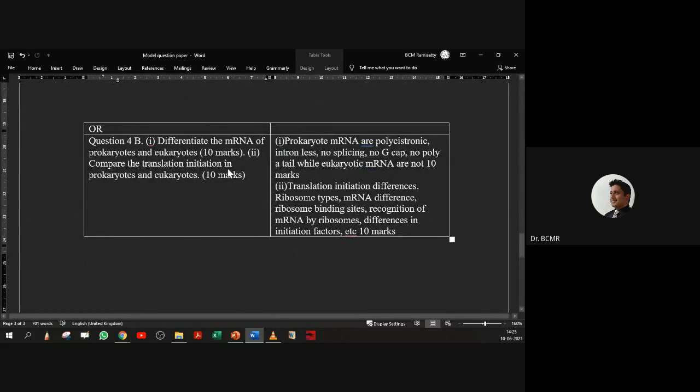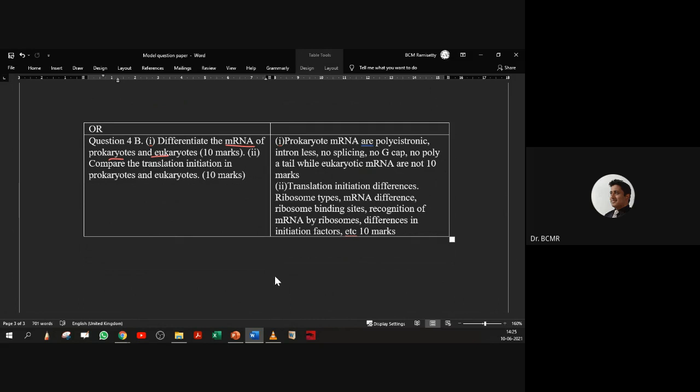4b is differentiate. This is my favorite question always. Differentiate the mRNA of prokaryotes and eukaryotes. You should tell how they are processed differently and what is their composition, how is it different, and so on. The elements, say G-cap or polyadenylation tail, and so on.